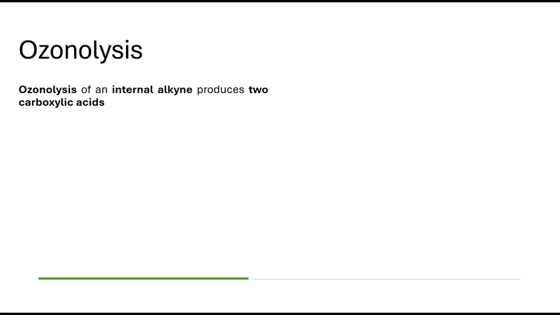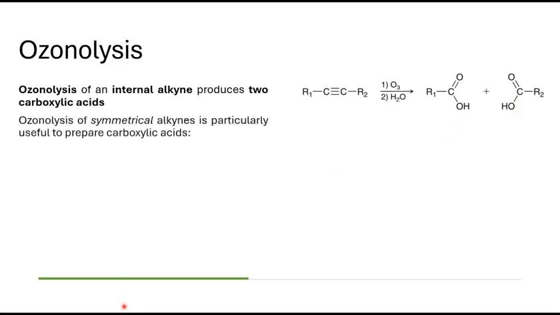Ozonolysis. Ozonolysis of an internal alkyne will produce two carboxylic acids. We have an internal alkyne. Ozone followed by water will result in the cleavage here between the two carbons and the production of two carboxylic acids. Ozonolysis of a symmetrical alkyne is particularly useful to prepare carboxylic acids. Only one product is formed, and two equivalents of it.